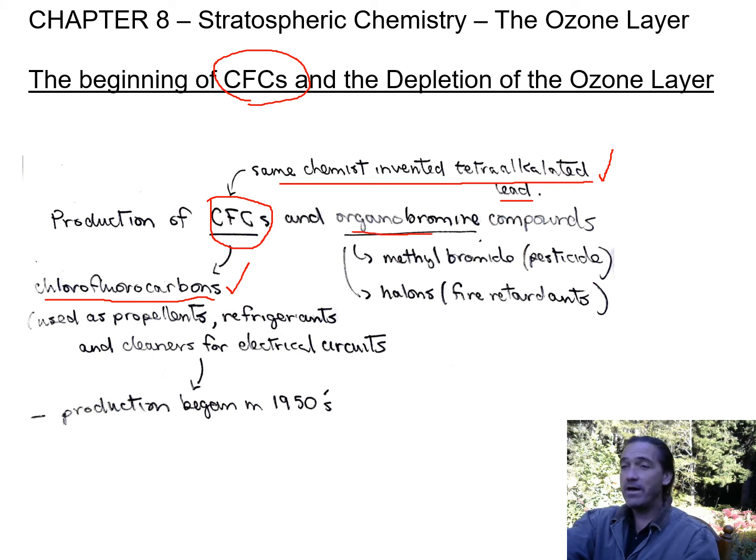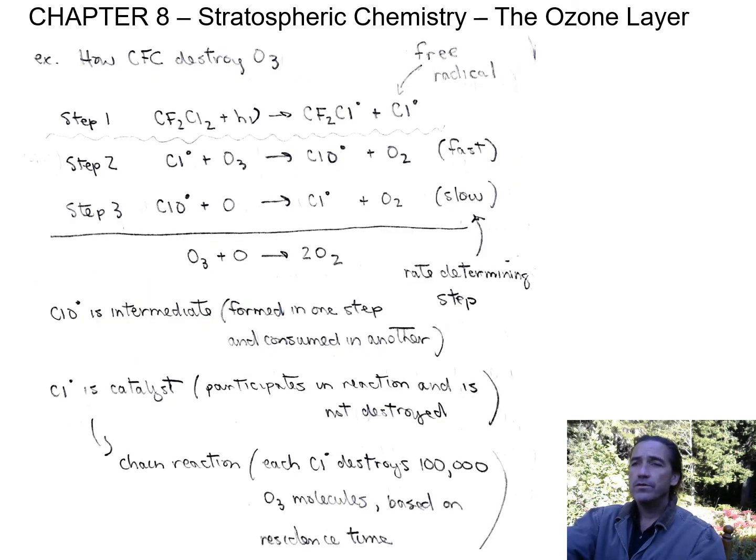There are other compounds that we need to consider that humans have used as flame retardants, as pesticides, and they are brominated compounds. So nonetheless, let's see how a CFC produces a catalyst that destroys ozone. So let's look and see how CFCs, we could call it freon is another term, destroy ozone.